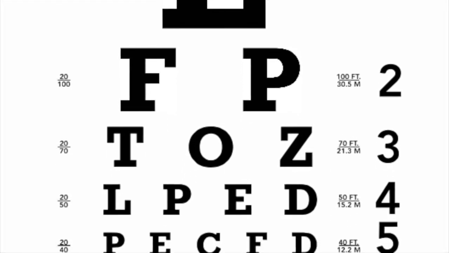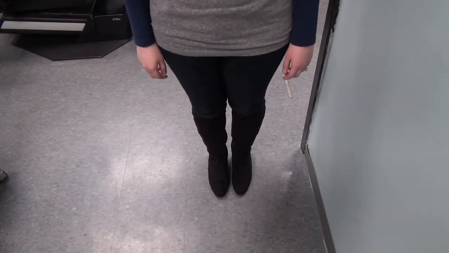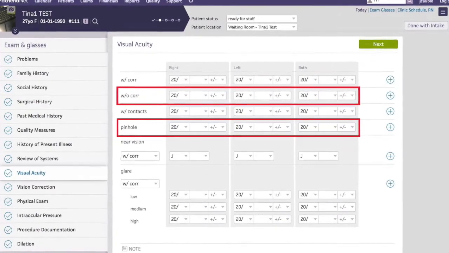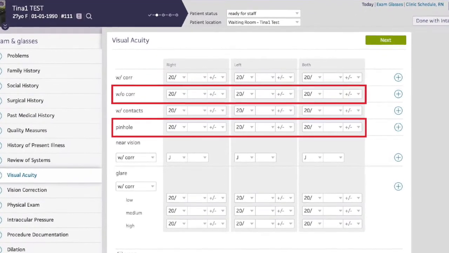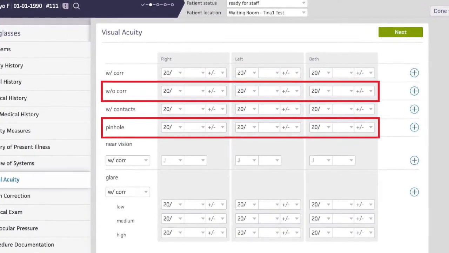The visual acuity station assesses the patient's ability to see long distance with the use of a Snellen chart. Have the patient stand on the tape on the floor facing the Snellen chart. At this station, you will fill in the column marked SC and pinhole. SC stands for sans correction, as in they are not wearing glasses or contacts.